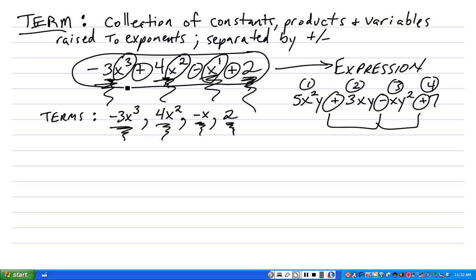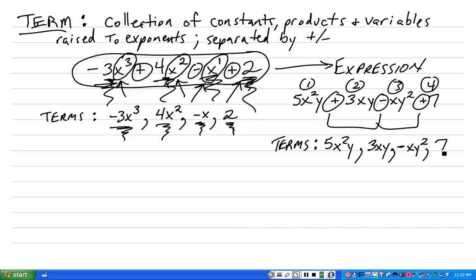just like we did here. You had this, that, in that they were separated by pluses and minuses. So our terms in this case would be: first we would write the 5x squared y, comma, then 3xy, comma, then negative xy squared, comma, and then our positive 7. So again, these are examples of terms. One term, 2, 3, 4.